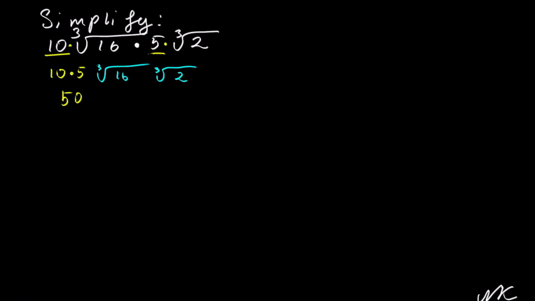And now I can combine under the same radical whatever's inside of the roots. So we have cube root of 16 times 2. This gives us 50 times cube root of 16 times 2, which is 32. On this step we need to check if we can simplify cube root of 32.